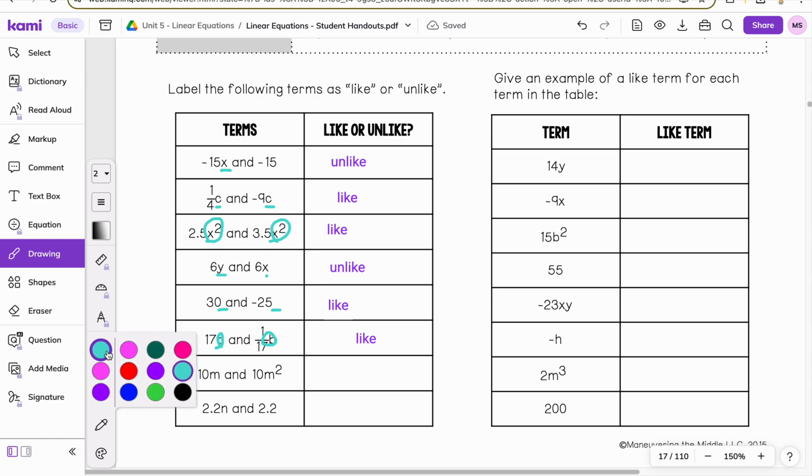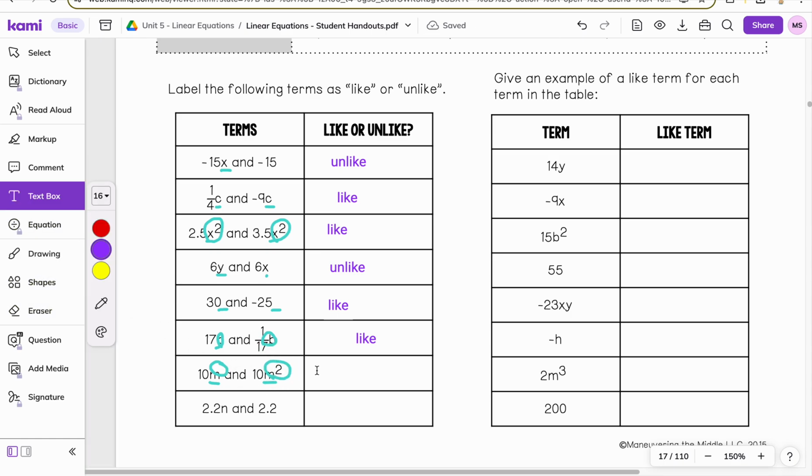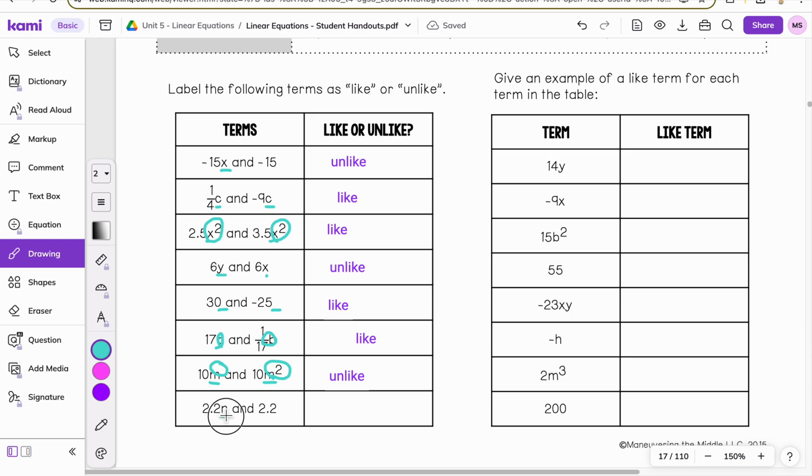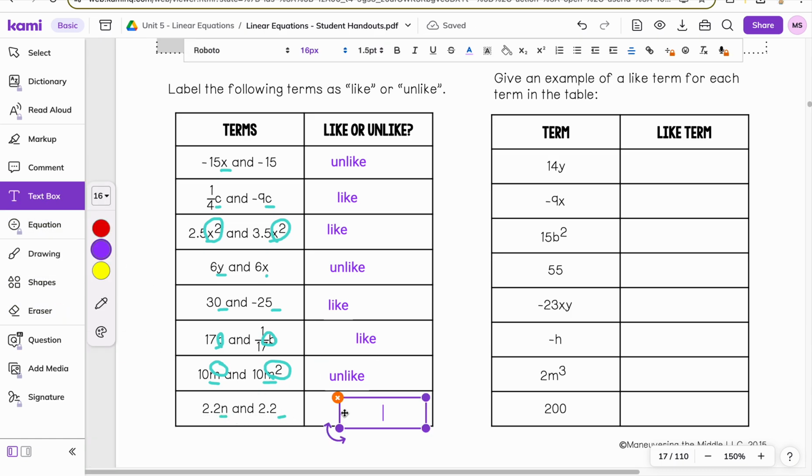This one's a little tricky. They both have an M, but remember, a like term has to have the same exponent or power. So this 10m on the left has no exponent, but this 10m on the right is squared. So it has a different power, meaning these are unlike terms. The last one, an N, no N, so they are also unlike terms.